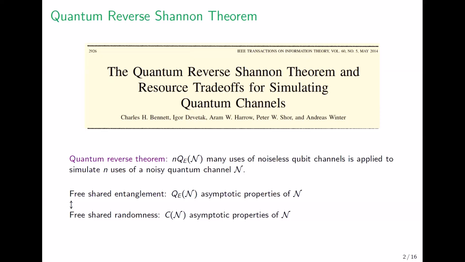And one of the key points discussed in this paper is that in the classical theory, everything happens in the presence of free shared randomness. We can mimic everything in quantum theory, but here we have access to free entanglement. So in the classical theory, C, which stands for the capacity, determines all the asymptotic properties. In the quantum theory, the entanglement assisted capacity determines all the asymptotic properties.